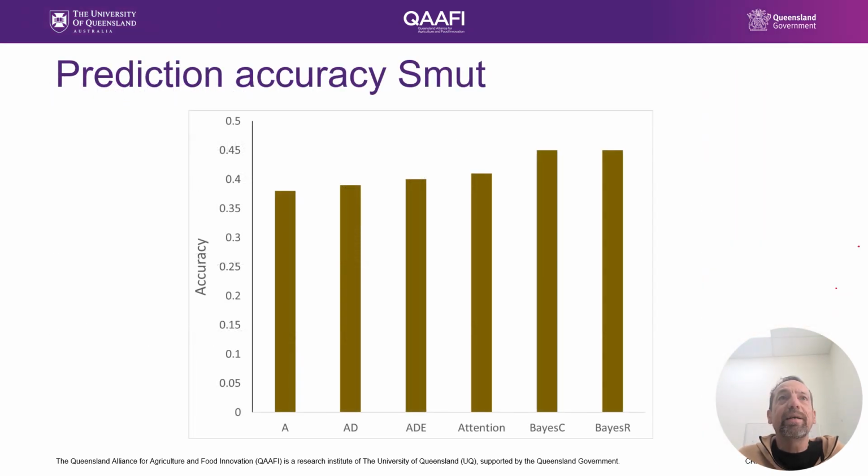So here's the prediction accuracies for SMUT. Again, accuracy on the y-axis. You can see the attention network and two Bayesian methods. In this case, the attention network is actually slightly better than BLUP, which is the A there, but not quite as good as the Bayesian methods.